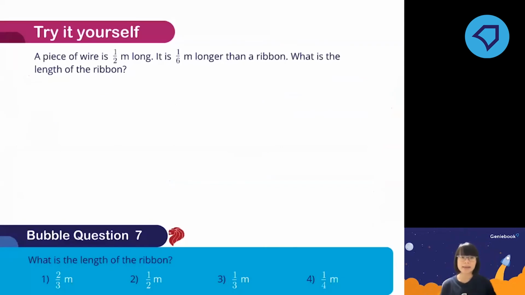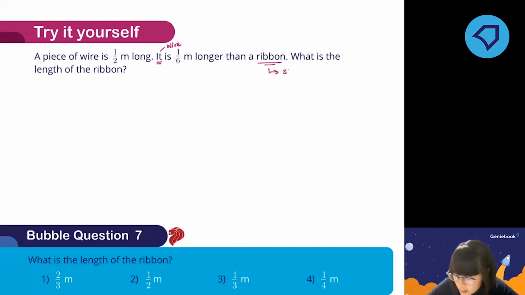A piece of wire is 1/2 meters long. It is 1/6 meters longer than a ribbon. What is the length of the ribbon? So let me ask you, it is longer. What does this "it" refer to? Does it refer to the wire or does it refer to the ribbon? Wire. So the wire is longer. If the wire is longer, what about the ribbon? Is the ribbon longer or shorter? The ribbon would be shorter.